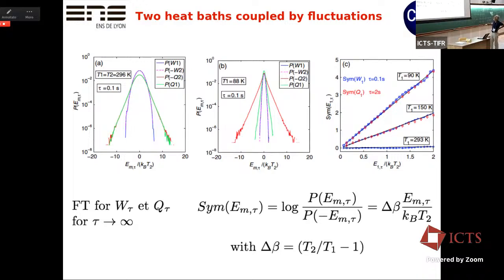The interesting part is that again, you can study the symmetry of the fluctuations. E_R, E_M can be the work or the heat. And now you see that the prefactor actually is not just one temperature; this term, the delta beta, is just 1 over T1 minus 1 over T2, okay? So you see immediately that in the case of Q, this is just the amount of entropy that is produced by the system, okay?